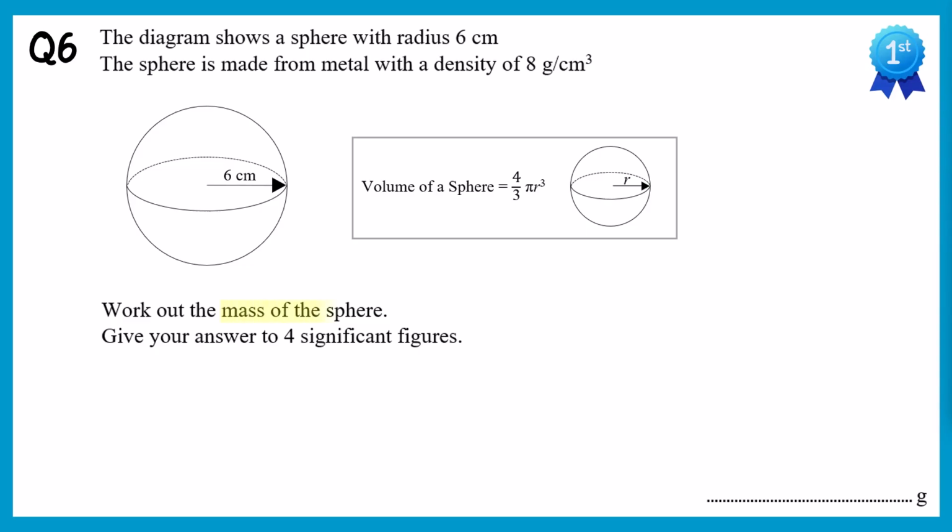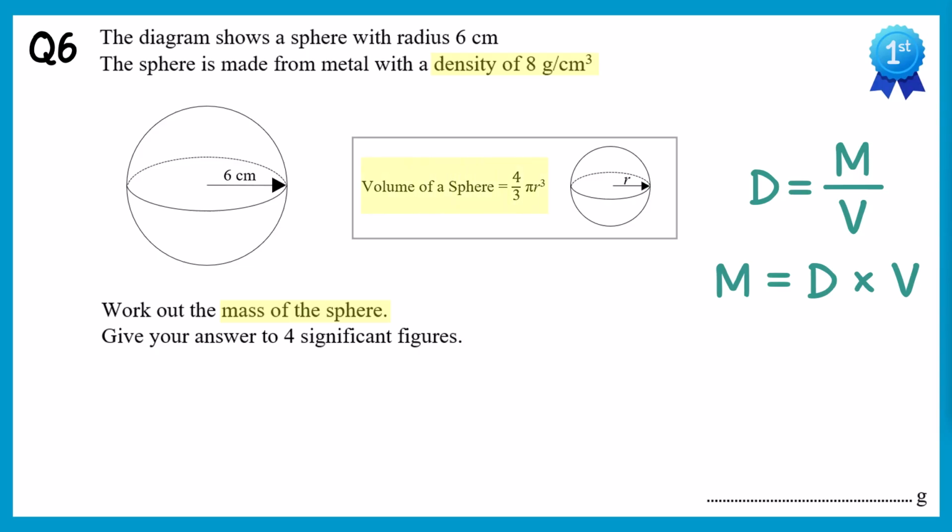In this question, we've been asked to work out the mass of the sphere. We're going to use the formula density equals mass divided by volume, or the rearranged version, mass equals density multiplied by volume. In this question, you can see we've actually been given the density, but we haven't got the volume, so we're going to need to work out the volume using this formula here.